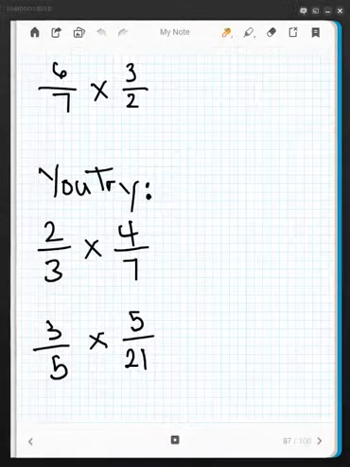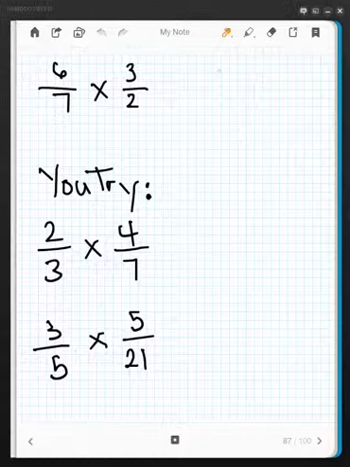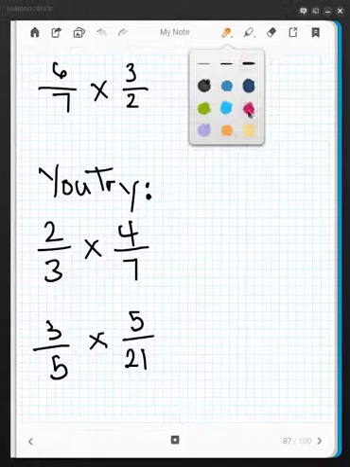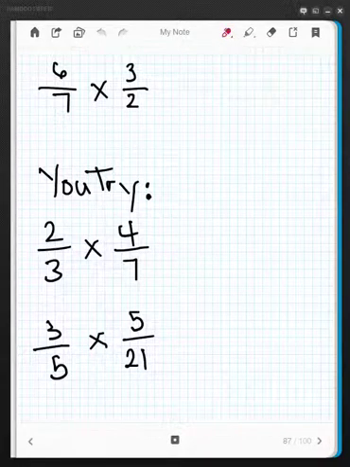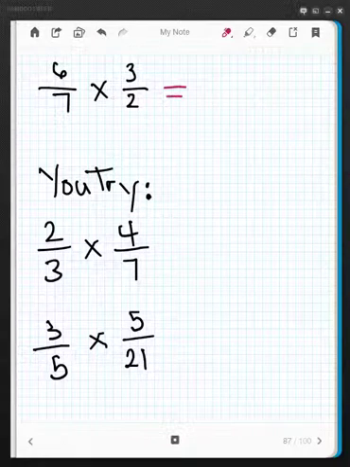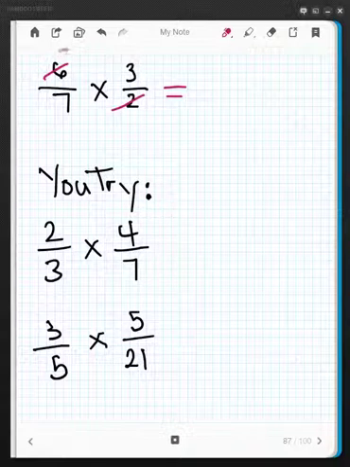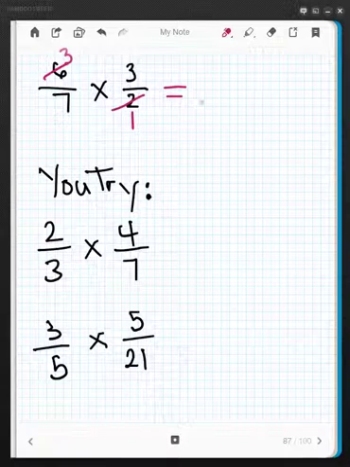All right, finally, 6/7 times 3/2. Now this kind of gives us a highlight of what's to come with doing mixed numbers. So the first thing I'm going to see is if I have any common factors. So I do. I see that 6 and 2 have a common factor of 2. So 6 divided by 2 is 3, and 2 divided by 2 is 1. And now there's nothing else in common. Remember, these are both in the numerator, so there's no canceling there.